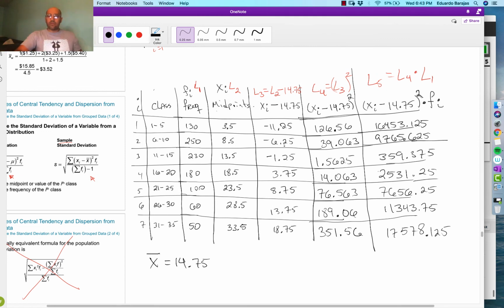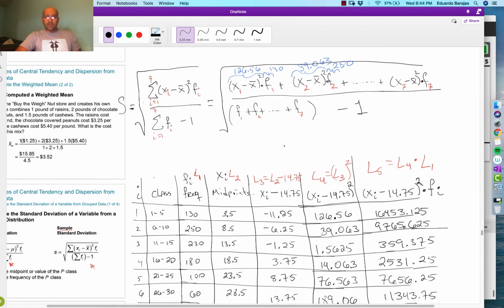Okay, so let's go back over here. What we have now is the result of each individual midpoint, right? Here are all the midpoints. Each individual midpoint has had the mean, which is 14.75, subtracted from it, been squared, and multiplied by the frequency. So far, we have these values.